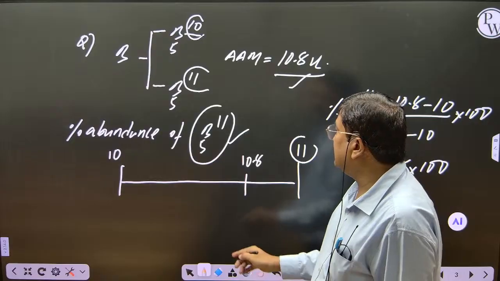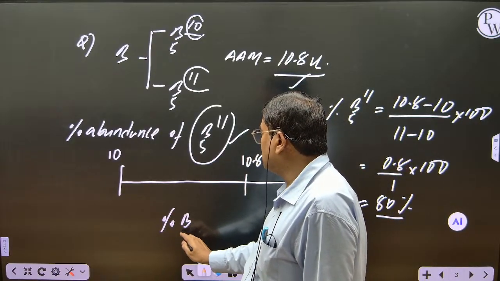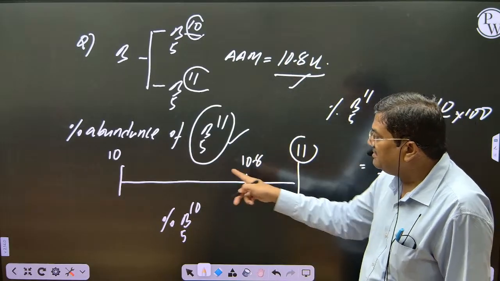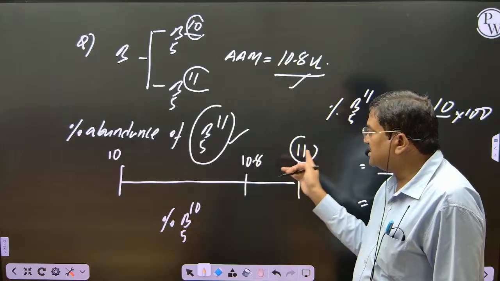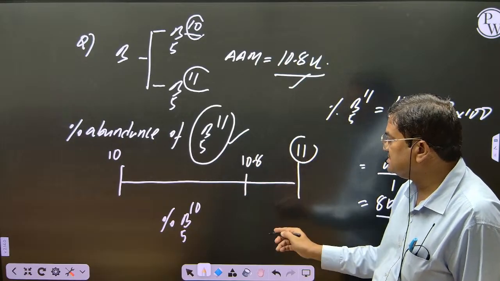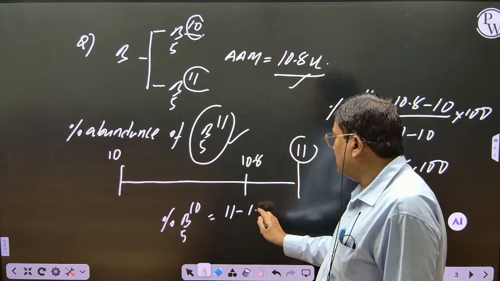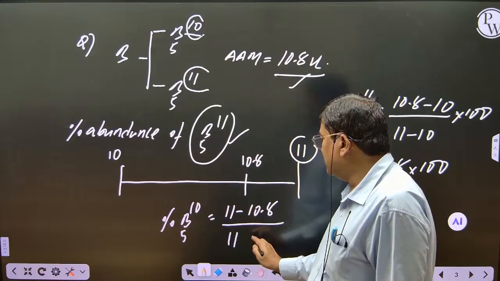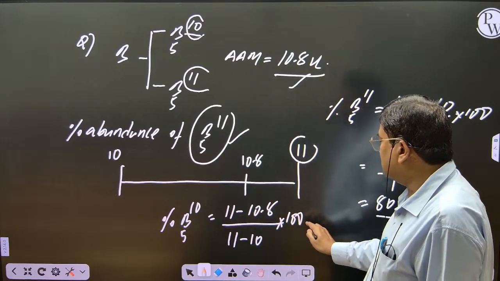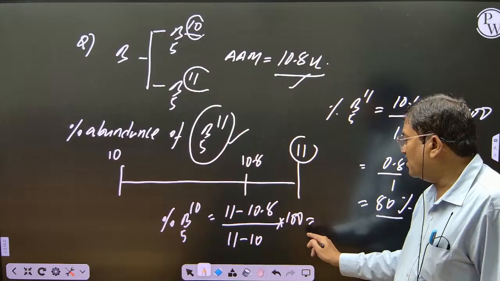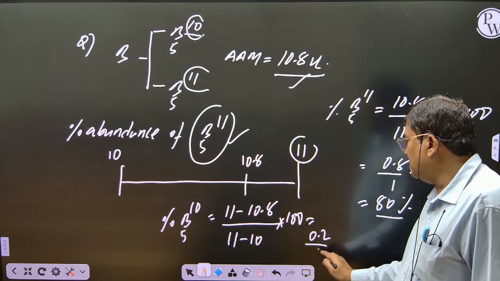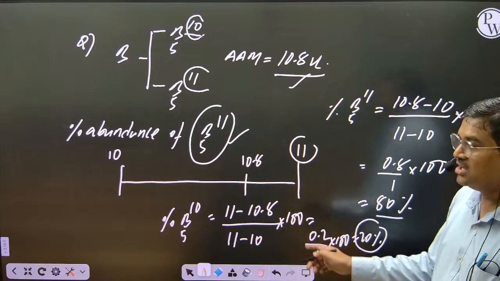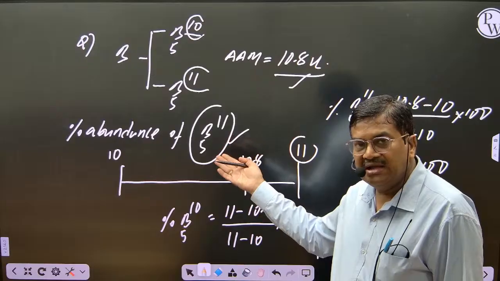And if I want the percentage abundance of B-10, previously B-11 we found, now B-10 we want. So if you want B-10, what do you do? Take the difference of the other two. Understood? 11 minus 10.8. Are you getting my point? So the difference of the other two by the difference of these two extremes, that is 11 minus 10, into 100. This comes to how much, students? 11 minus 10.8 is 0.2. So 0.2 upon 1 into 100, this is coming to how much percent? 20%.